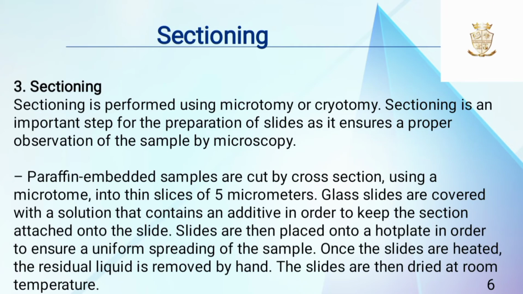The third step is sectioning. It is performed by using a microtome. Sectioning is an important step for the preparation of slides as it ensures a proper observation of the sample by microscopy. Paraffin-embedded samples are cut by cross section using a microtome into thin slices of 5 micrometers. Glass slides are covered with a solution that contains an additive in order to keep the section attached onto the slide. Slides are then placed onto a hot plate in order to ensure a uniform spreading of the sample. Once the slides are heated, the residual liquid is removed by hand. The slides are then dried at room temperature.